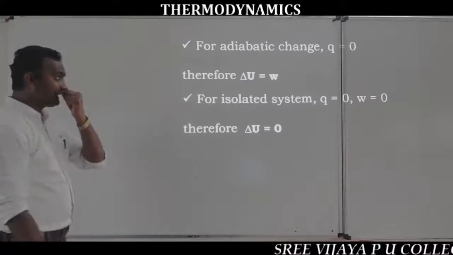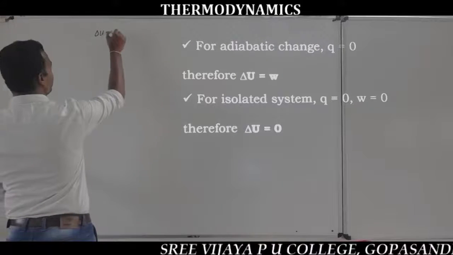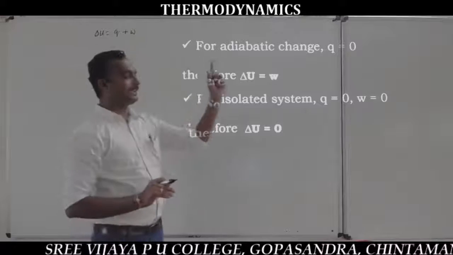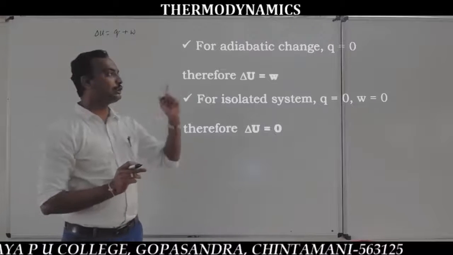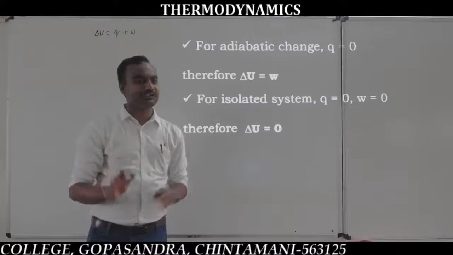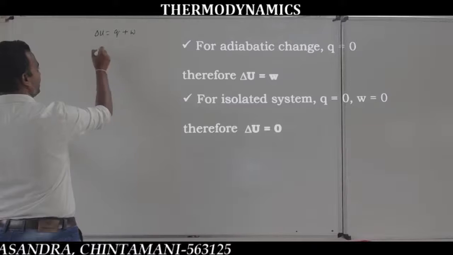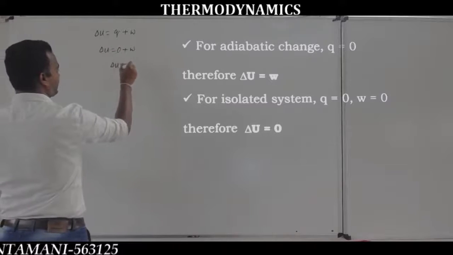Okay, for adiabatic change, we already know that delta U equals Q plus W according to the first law of thermodynamics. For adiabatic change, as I said already, Q equals 0, that is, there is no exchange of heat between system and surroundings. Therefore Q equals 0, and delta U equals 0 plus W. Therefore delta U equals W.